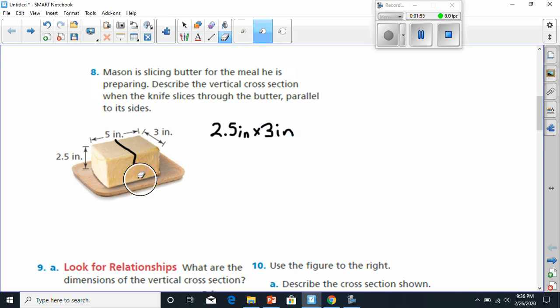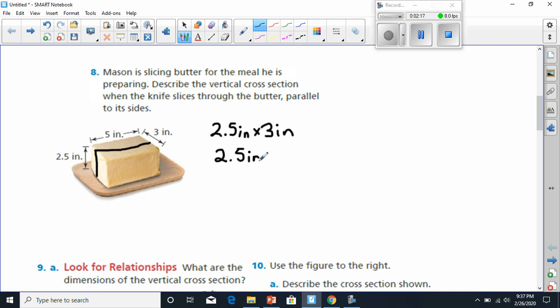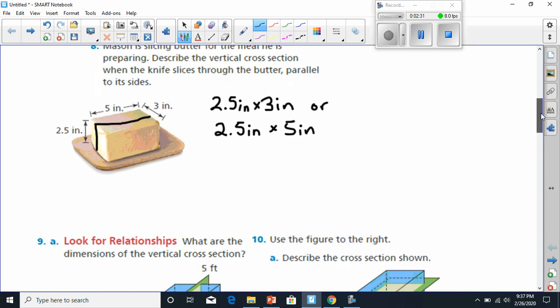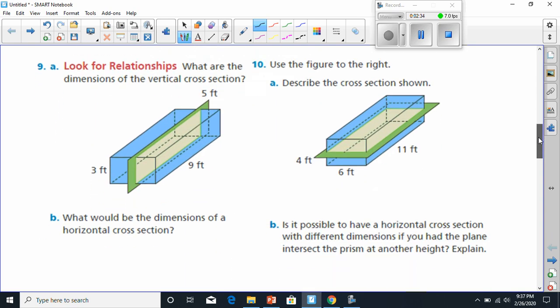But let's not forget that we could also have Mason slice it this way. And if he does, then it's still going to be 2 inches high, or 2.5 inches. But it's going to be 5 inches long. All right? So it could be either of these. So I'll put an or over here. And I think we're ready to go down past 9 now and go to 10.